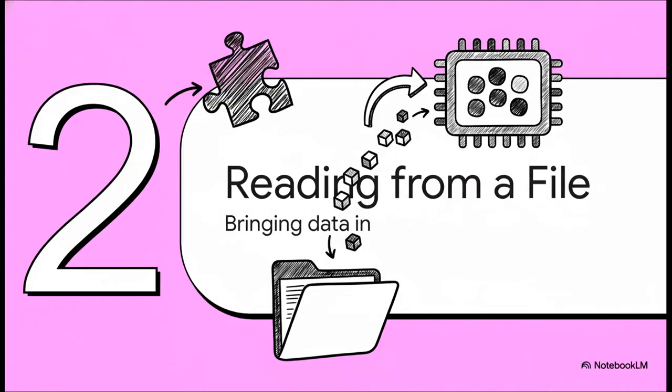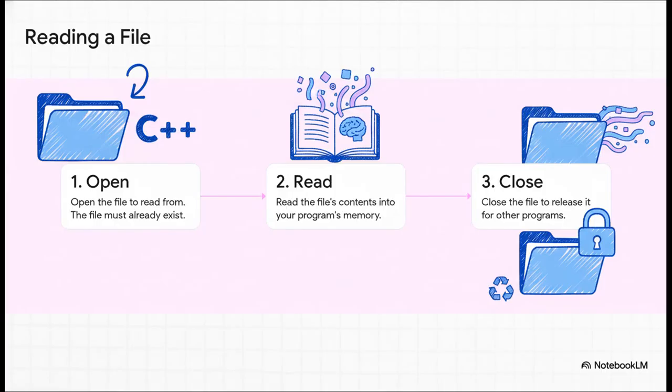Okay, so let's tackle the first piece of this puzzle. How do we get data that's sitting in a file into our program, right into memory, so we can actually do something with it? And you're going to love this, because C++ makes it super logical. It's a simple, easy-to-remember three-step dance you'll do every time. Open the file, read the data, and close the file. Open, read, close. Let's walk through it.